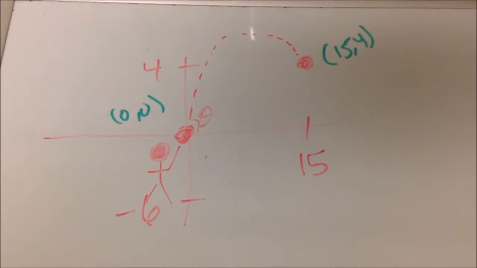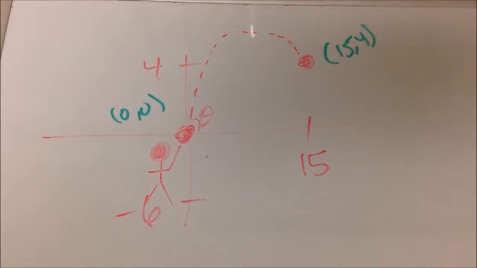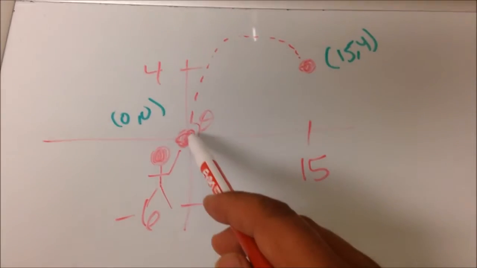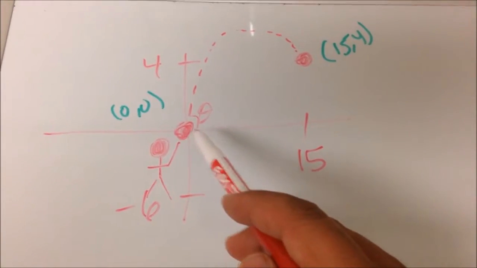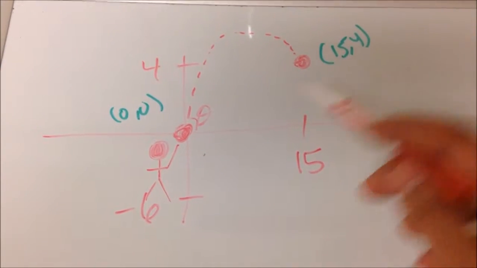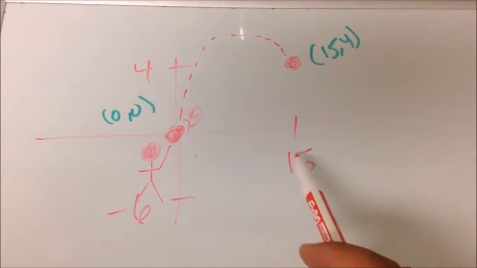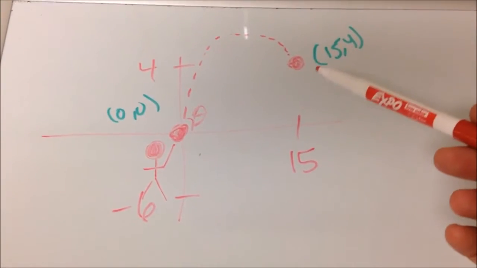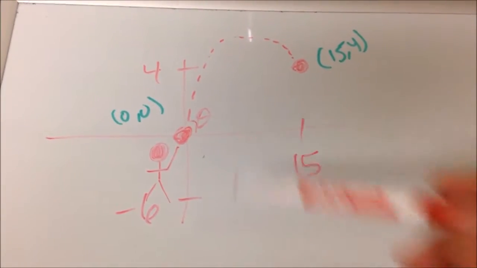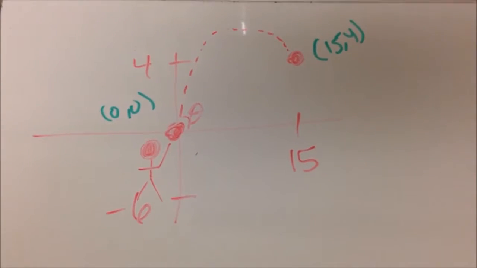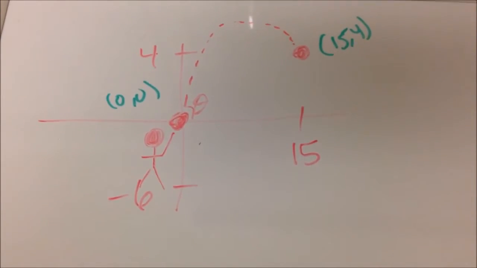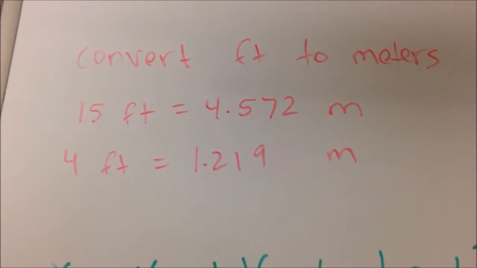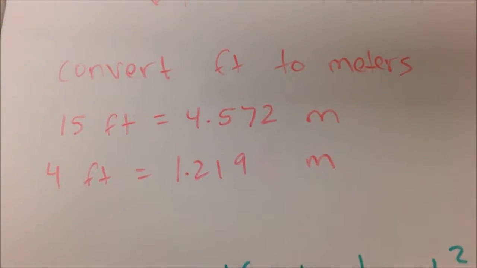I started the problem off by drawing a figure so that I could visualize it. So the basketball player is going to shoot essentially from (0, 0) to (15, 4) because he's 15 feet away from the basket and he's 6 feet tall and the rim is 10 feet high. So the difference between him and the rim is 4 feet. And then obviously you want to convert from feet to meters. I already did it. I didn't show the stoichiometry though.